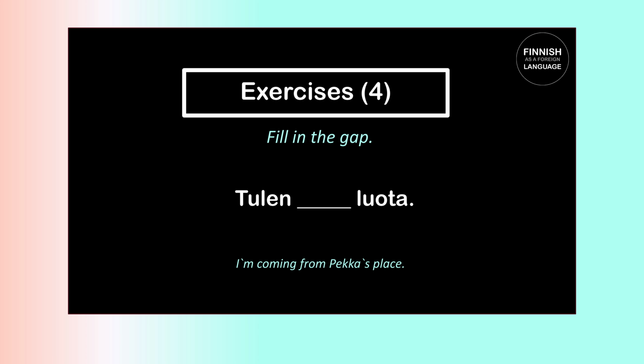Next one, we want to say I'm coming from Pekka's place. Tulen luota. In what case does Pekka have to stand? That's right, it has to be the genitive case, which is Pekkan. So our solution is tulen Pekkan luota. I'm coming from Pekka's place or I'm coming from Pekka's.